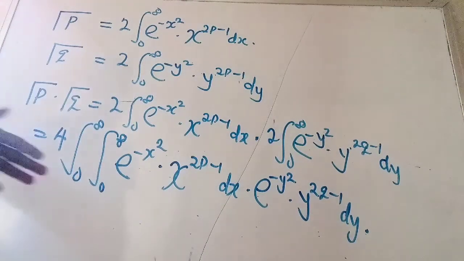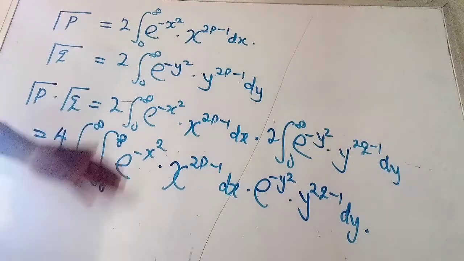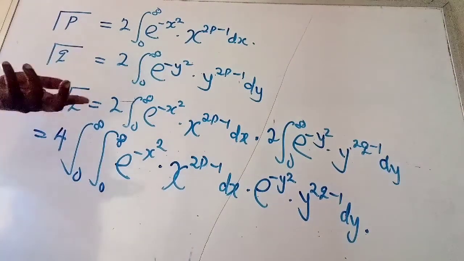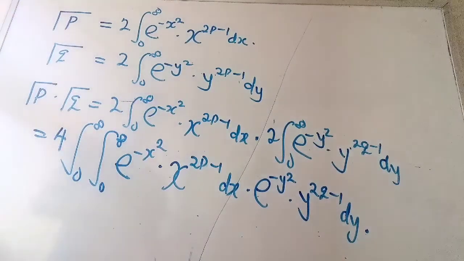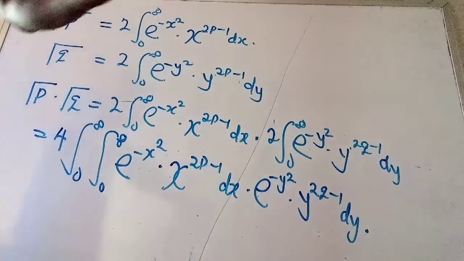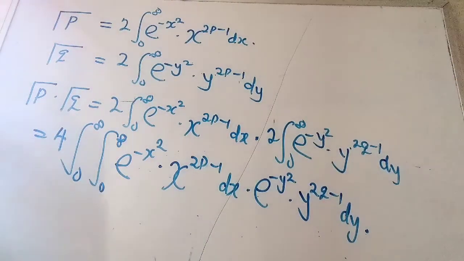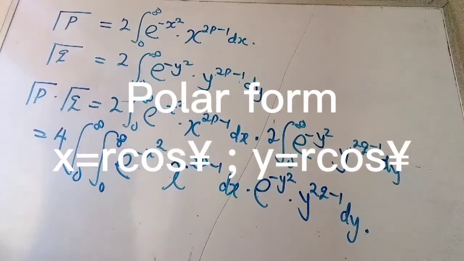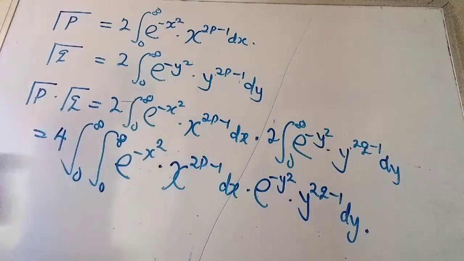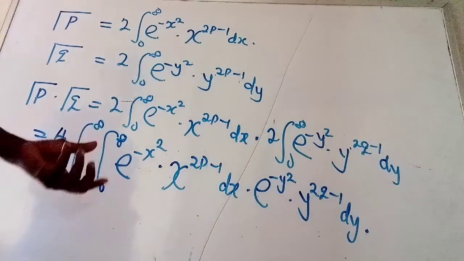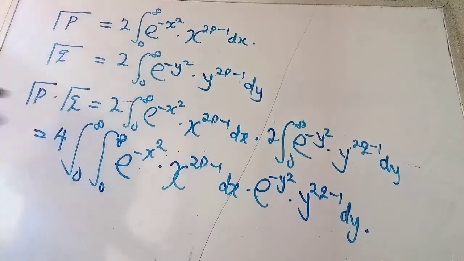Now, we have to change one of these integrals to angle. The reason behind that is that, do not forget that when we are proving beta function, in the beta function we have sine theta and cos theta involved. So that means we need to change them to polar form. So we are going to change this to what? Polar form. How do we change it to polar form? By using the normal relationship, which we all know.